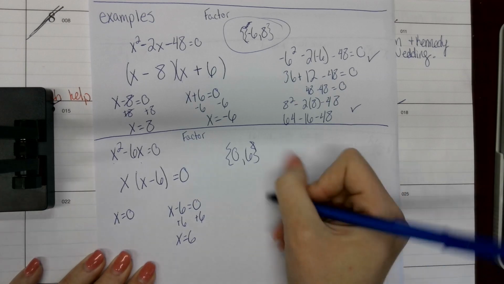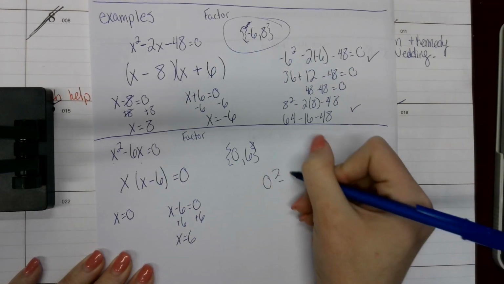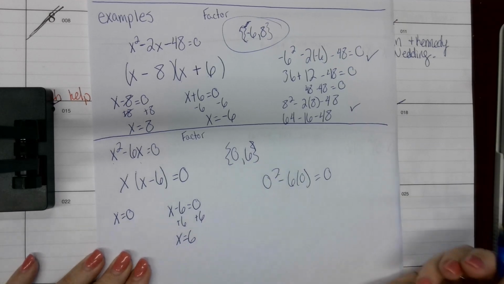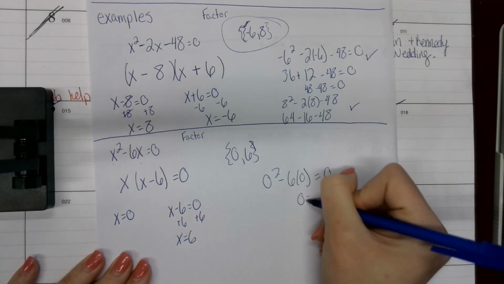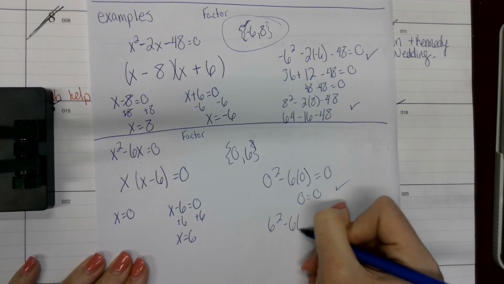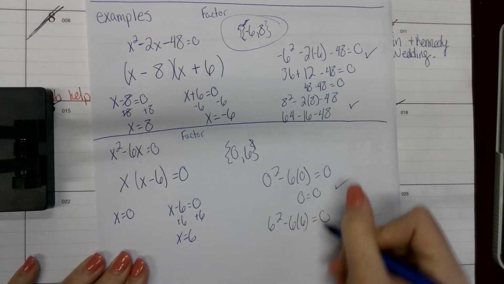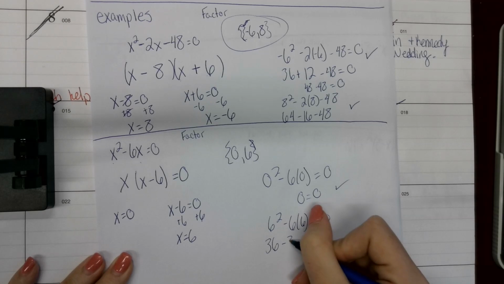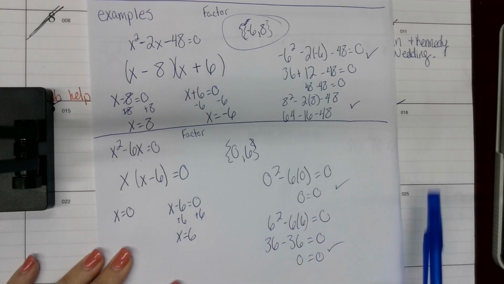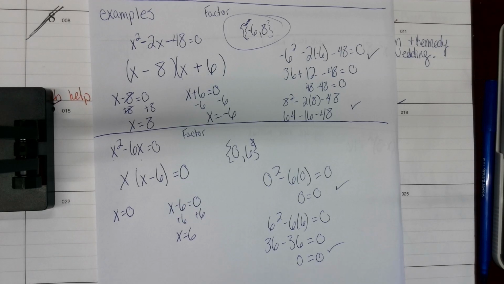And I can check that 0 squared subtract 6 times 0 equals 0. 0 subtract 0 is 0. And then 6 squared subtract 6 times 6 equals 0. So 36 subtract 36 equals 0. And that's our first problems on 1.2.